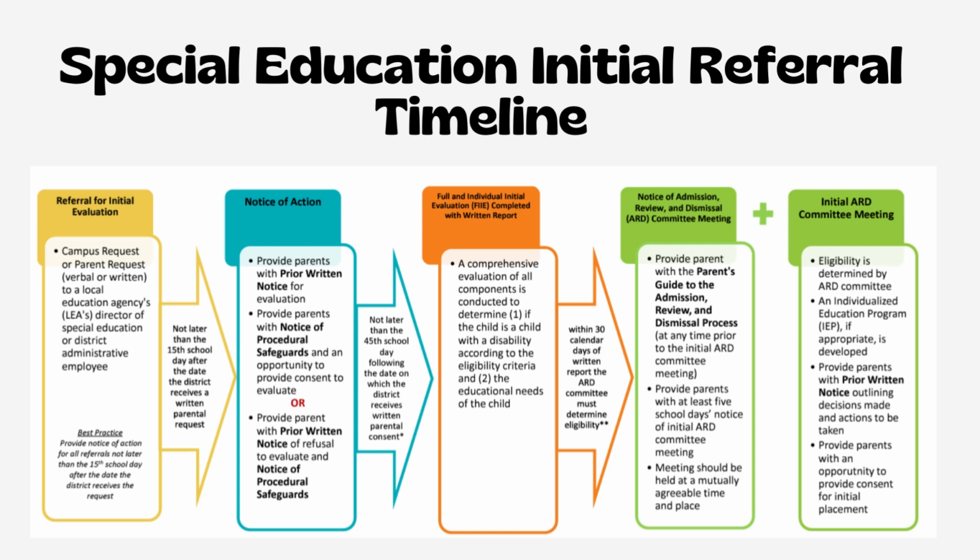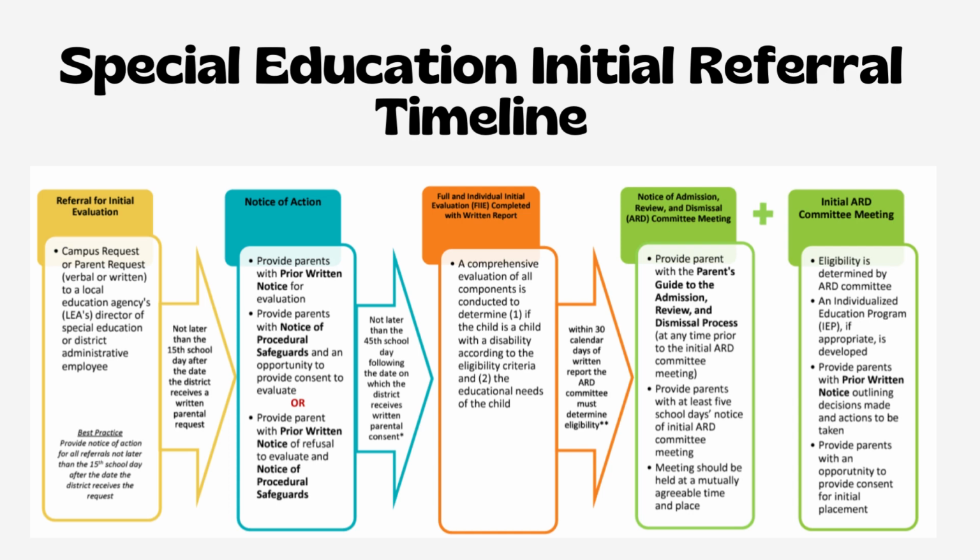Notice of admission, review, and dismissal committee meeting. We have to provide parents with the parent's guide to the admission, review, and dismissal process at any time prior to the initial ARD committee meeting. We have to also provide parents with at least 5 school days notice of the initial ARD committee meeting, and the meeting should be held at a mutually agreeable time and place.